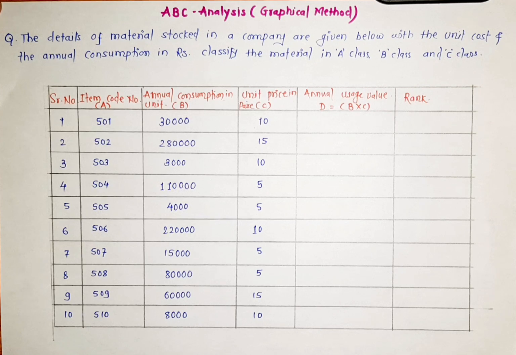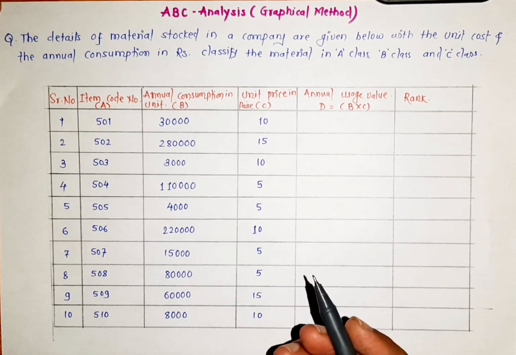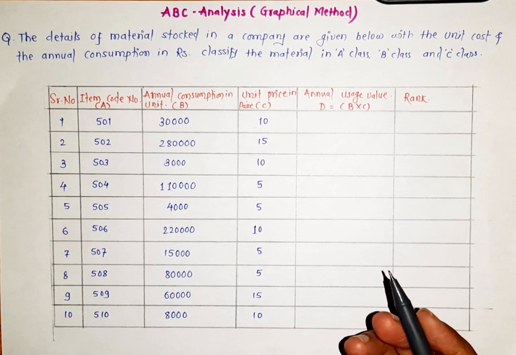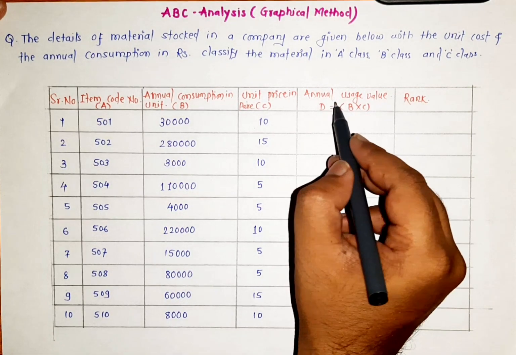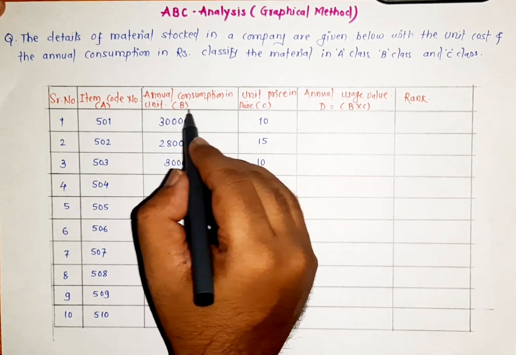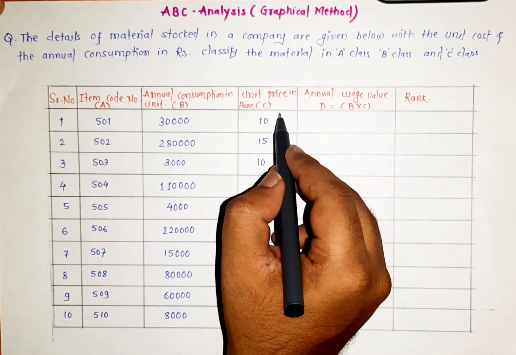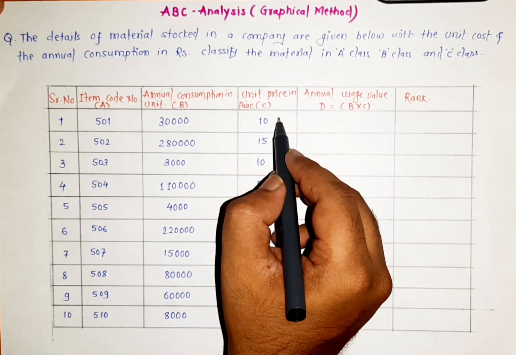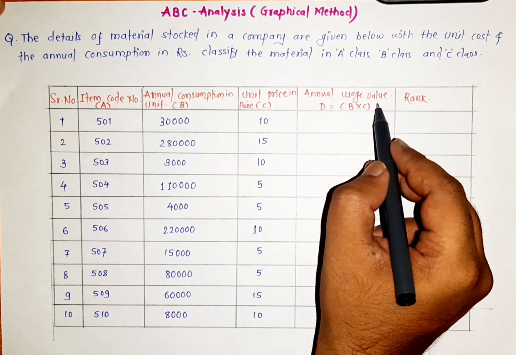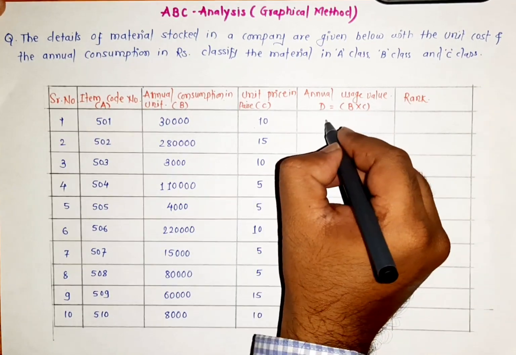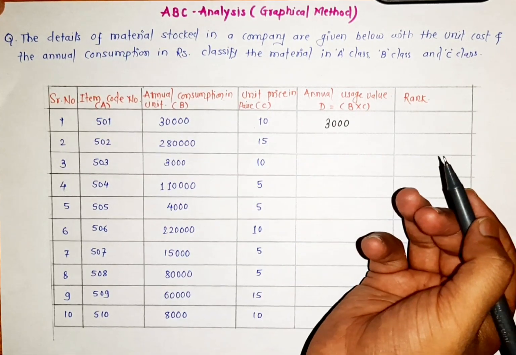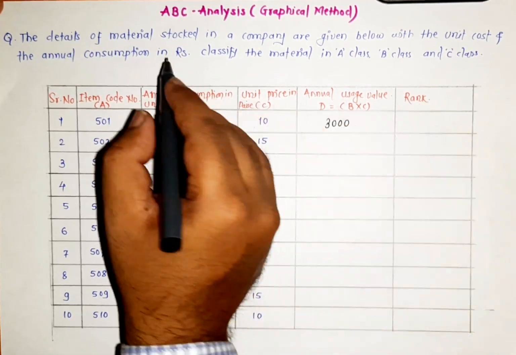Whenever we want to classify, we first want to find out the annual usage of that particular material. The annual usage can be found by using D is equal to B into C. So this is all about the annual usage, and it is in paise and we want to calculate it in rupees. So ultimately it will be 3000. You just have to multiply it, but it is in paise, so we want to convert it into rupees.